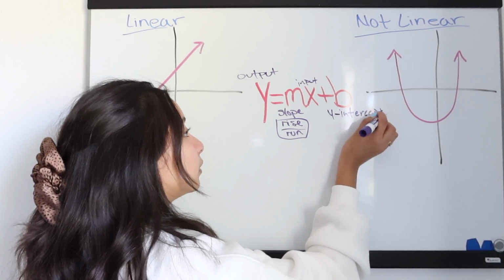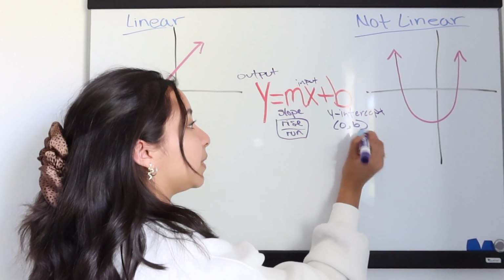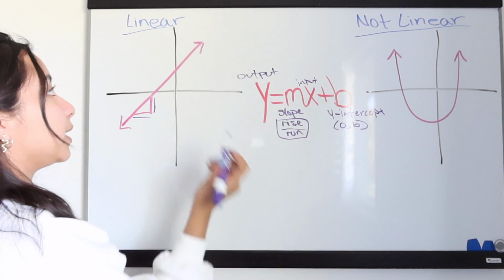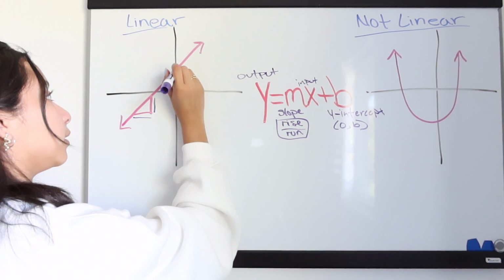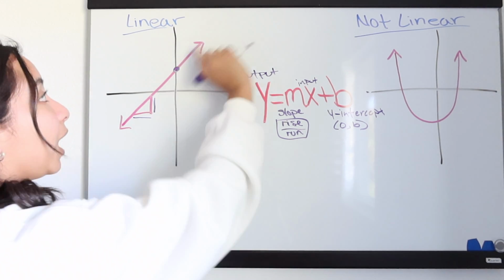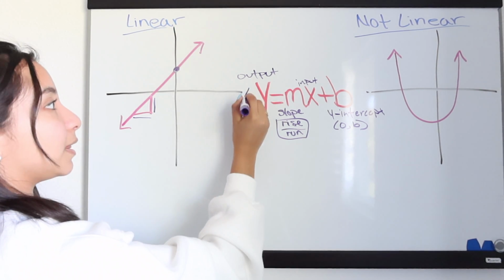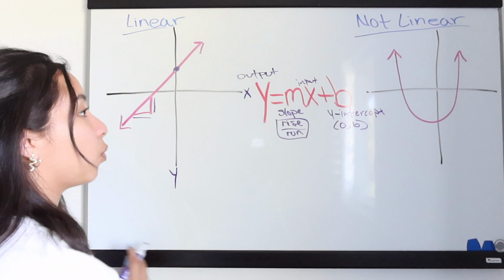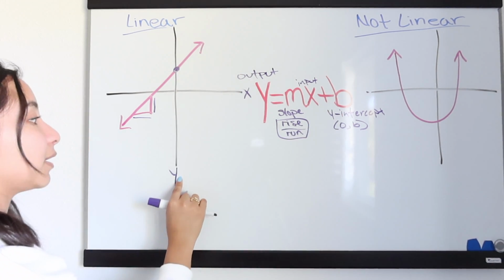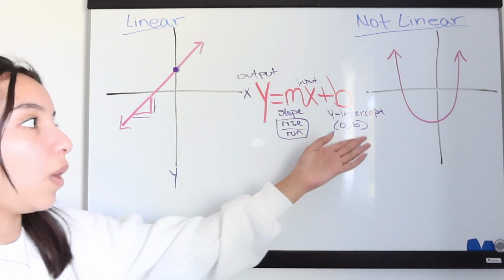y-intercept. The y-intercept has coordinates of 0, b. For instance, this graph's y-intercept is located right here. The y-intercept is the point where the line crosses the y-axis. So this is the x-axis and this is the y-axis. B is where the line crosses the y-axis. So it would be located right here, and this would be your y-intercept.